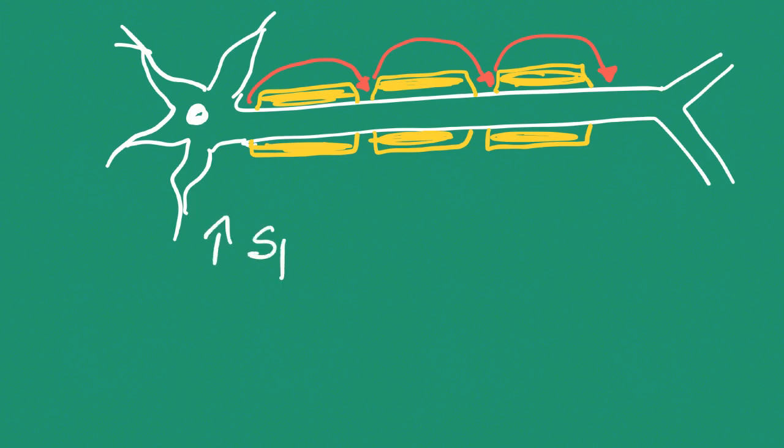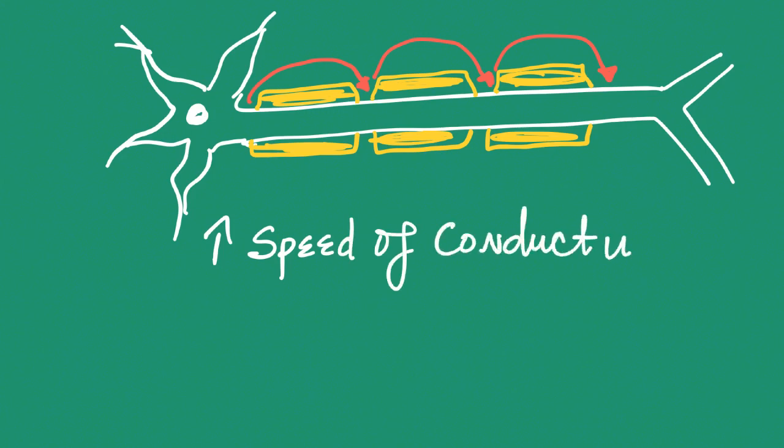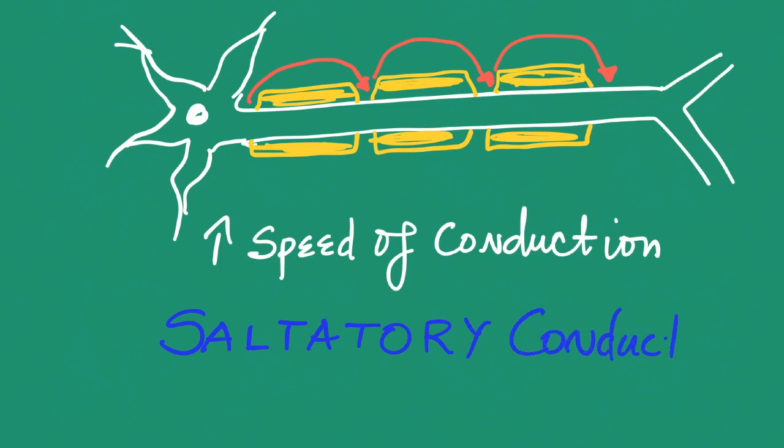And this is very useful for somatic motor and somatic sensory neurons that must carry impulses at a very rapid rate. We call this type of conduction saltatory conduction. Saltare in Latin means to jump, and this impulse jumps or leaps from one node of Ranvier to the next. As a result, large myelinated neurons have the fastest speed of conduction.